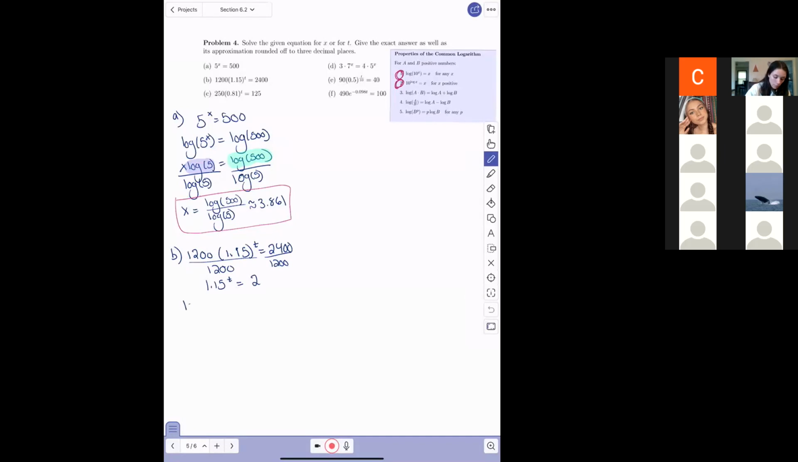And now from here, we'll take the log of both sides. Log of 1.15 to the power t equals log of 2. We'll use property 5 for our logs. So we'll have t log of 1.15 equals log of 2. Divide both sides by log of 1.15. So we'll have t equals log of 2 divided by log of 1.15. And problem B is about equal to 4.959.